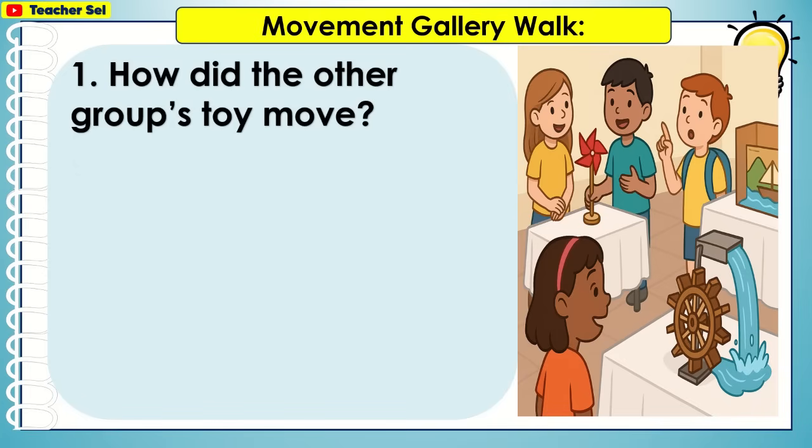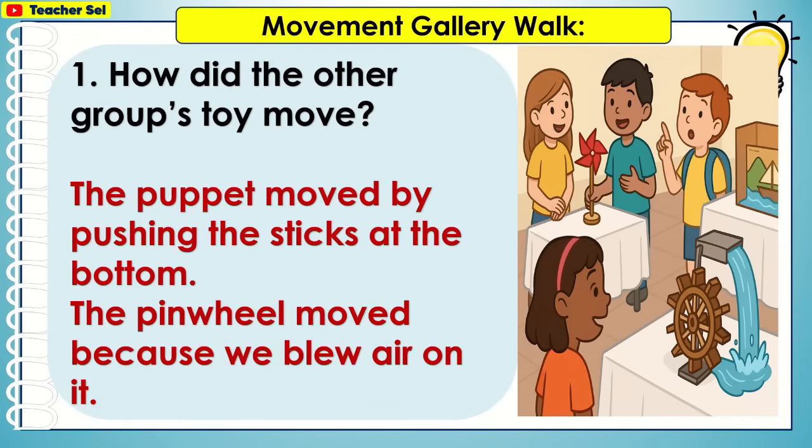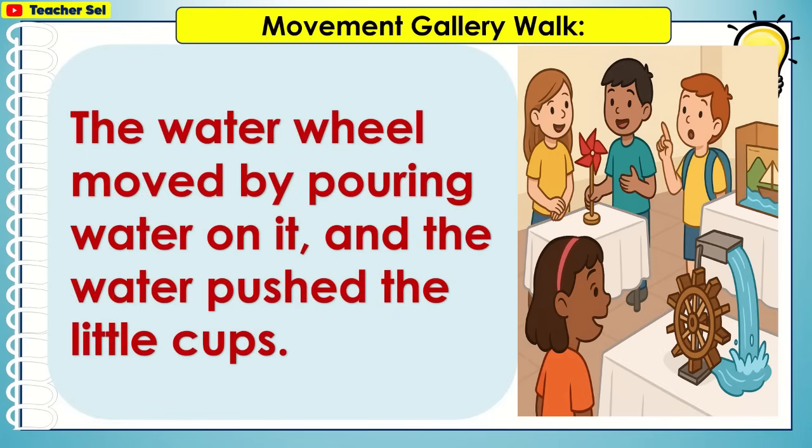How did the other group's toy move? The puppet moved by pushing the sticks at the bottom. The pinwheel moved because we blew air on it. The water wheel moved by pouring water on it, and the water pushes the little cups.